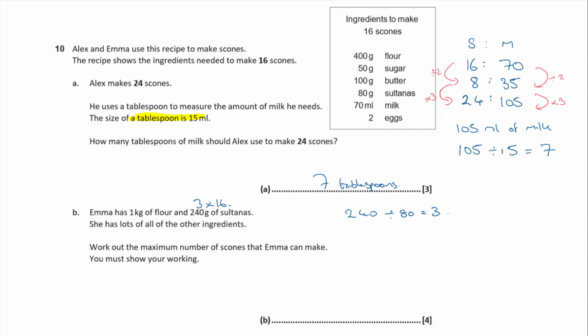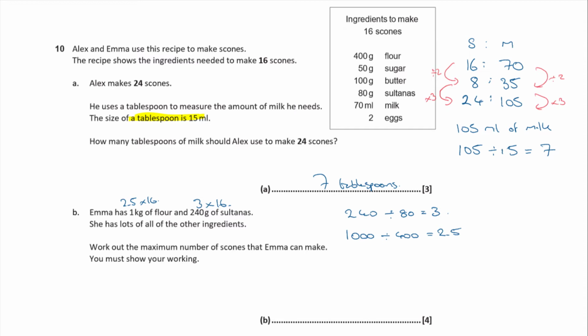With the flour, I've got 1,000 grams, which goes into a kilogram. And then how many times does 400 fit into that? Well, 1,000 divided by 400, that's 2.5, isn't it? So I could make 2.5 lots of 16 scones for that one. So that's going to be the more limiting factor, because I've got plenty of sultanas, but I've only got enough flour to make 2.5 lots of our recipe.